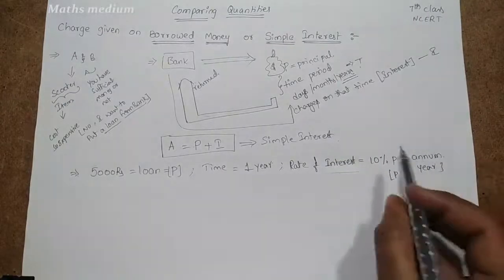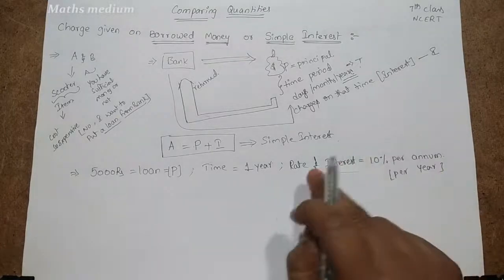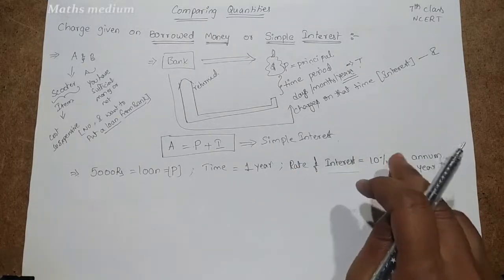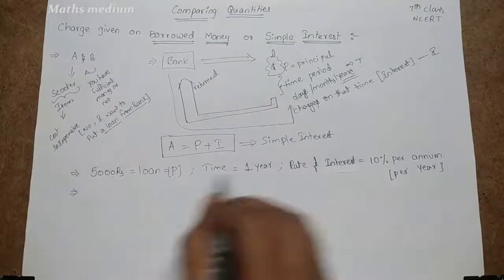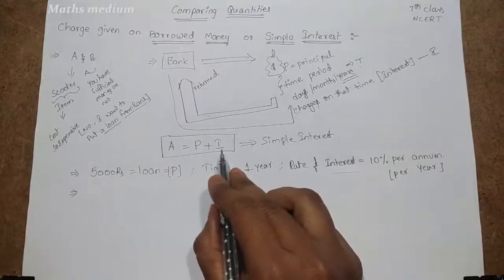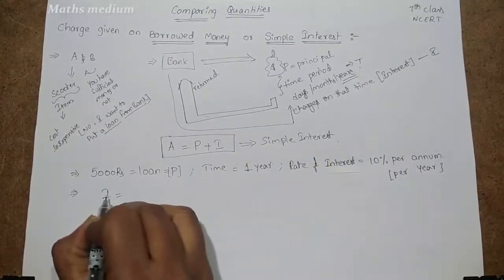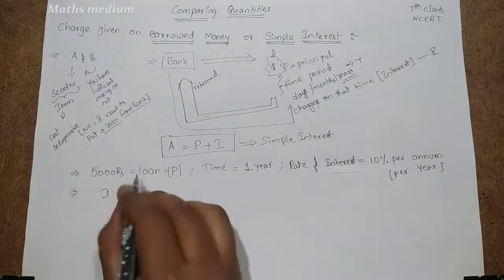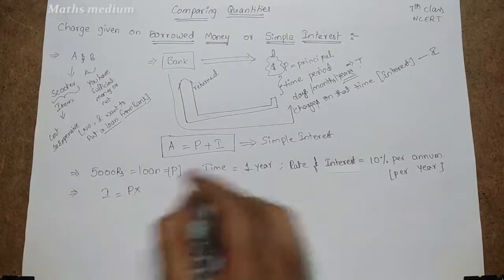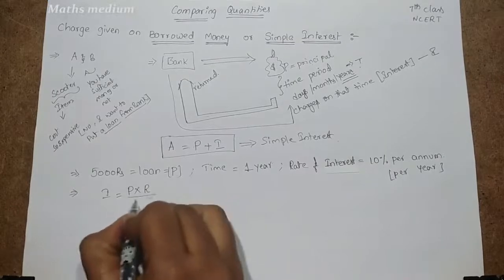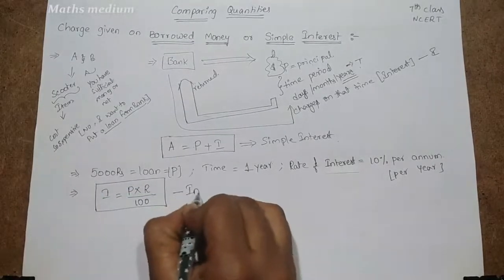Usually we use per annum based problems, and that's why it's called rate of interest. So, here we have P, but we don't have interest. So I is equal to the principal P into rate of interest R by 100. This is the formula for the interest.